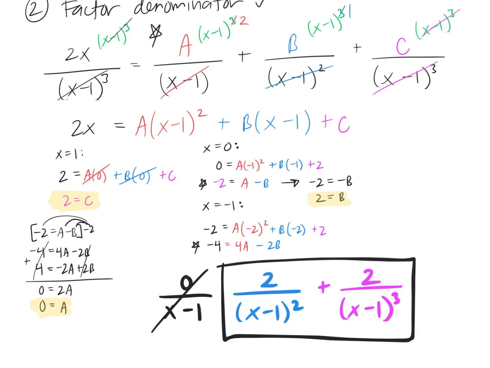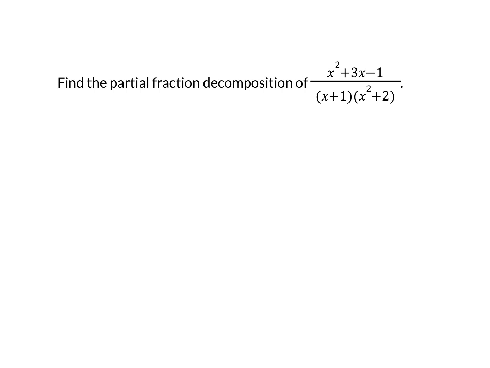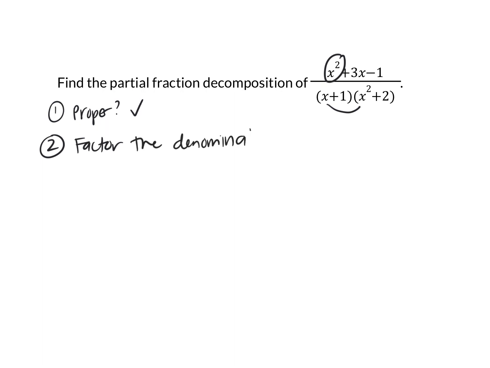Last one here. We've got to look at first, is it a proper fraction? Proper fraction. Do we all agree? Yes, because I have an x squared up top, and technically if I distributed this, it would be x to the 3rd power, right? So this is proper, so we don't need to do anything else. Second thing is we need to factor the denominator. Well, the denominator is already factored for us. So that's pretty nice. So we're good there.